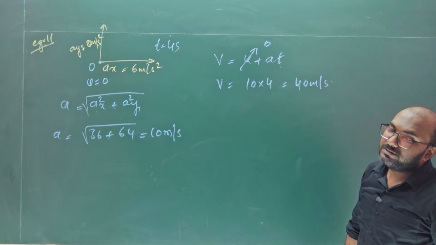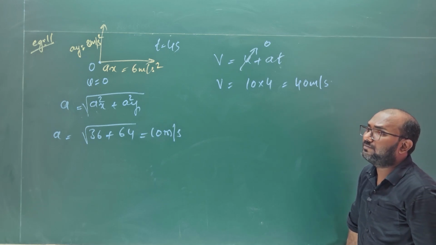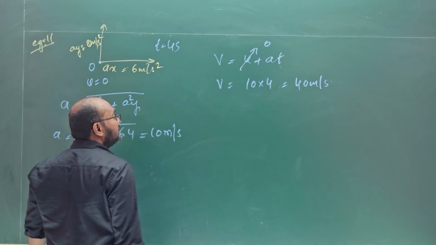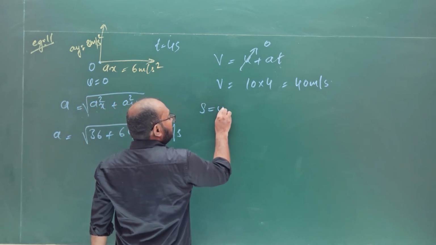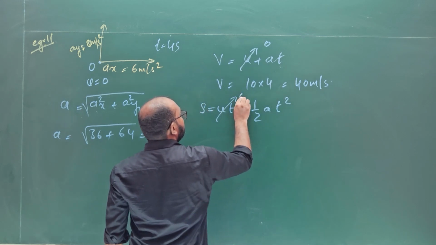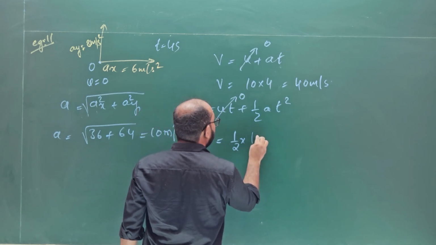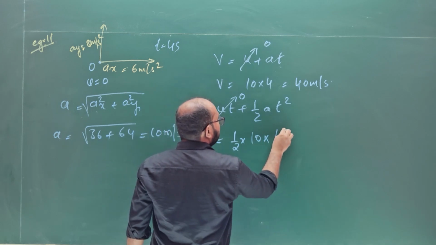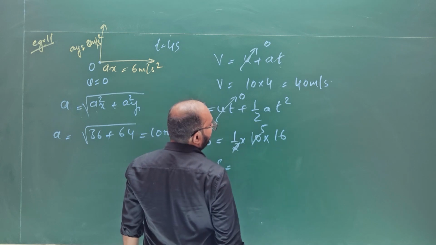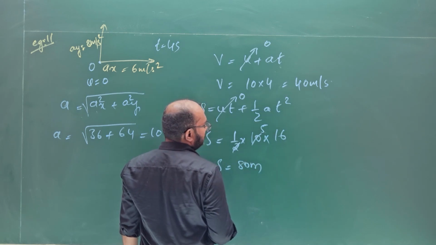Substitute in v square minus u square is equal to 2as, or s is equal to ut plus half at square. Whatever you want to substitute, you can substitute and get the answer. So s is equal to ut plus half at square. Initial velocity is 0, so s is equal to half into acceleration 10, time period 4 squared, that is 16. S is equal to 16 into 5, 80 meters.